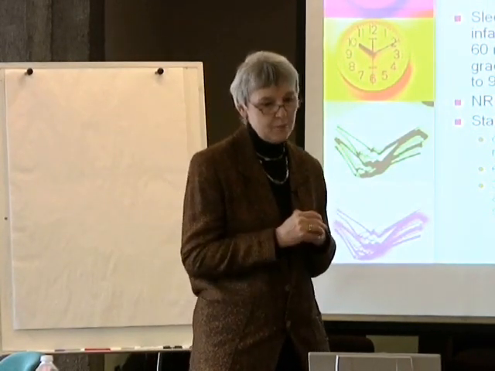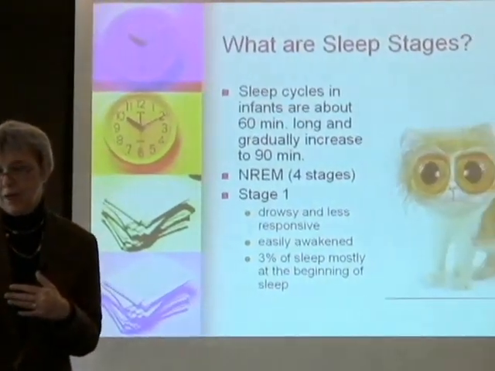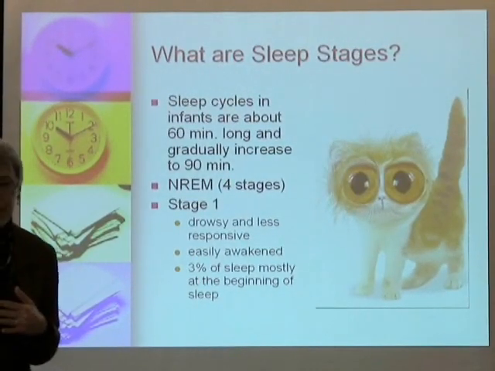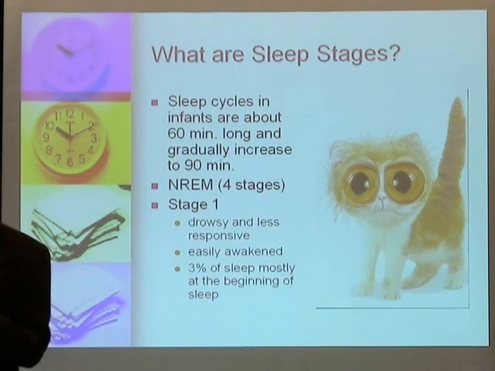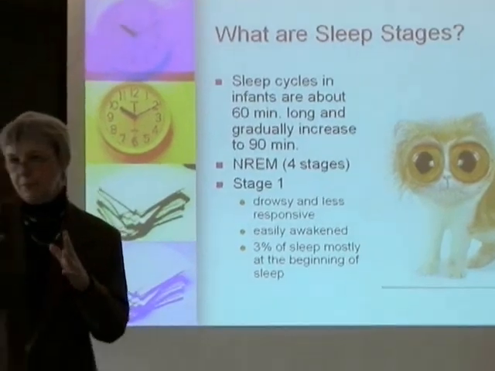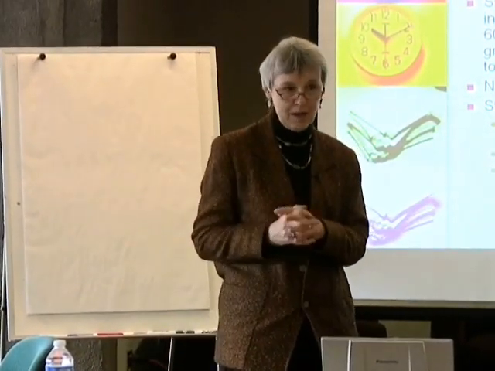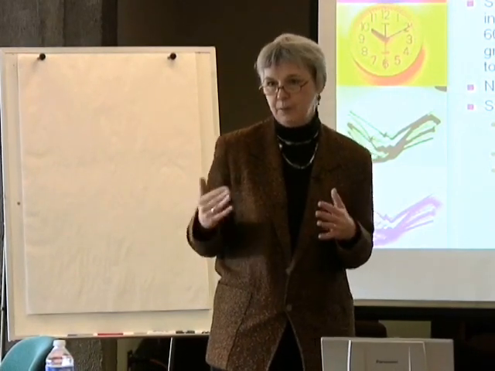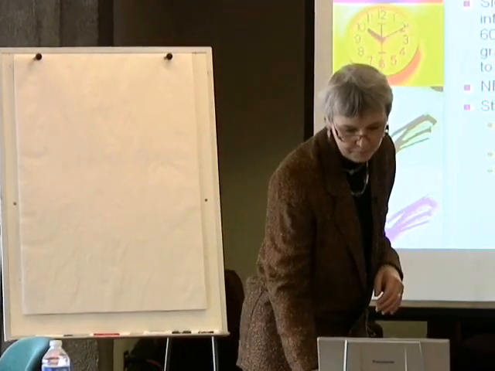So stage 1 is the first stage of non-REM sleep. And in that sleep cycle, children are drowsy and less responsive, but they are easily awakened. And 3% of sleep is occupied by stage 1 non-REM sleep, and usually it's at the beginning of sleep. So often you'll hear parents say, well, I rocked my child to sleep in my arms, and then as soon as I move them onto a sleep surface, they wake up and start screaming. And that's because they're in stage 1 sleep, and they're not really in deep sleep when the parents try and move them, so they're easily awakened at that stage of their sleep.